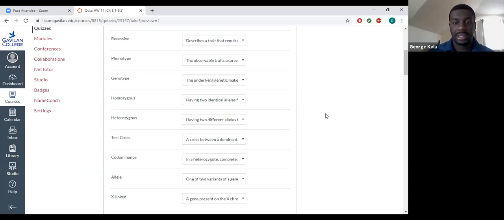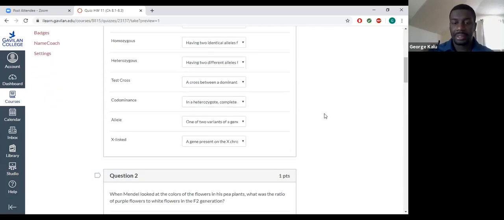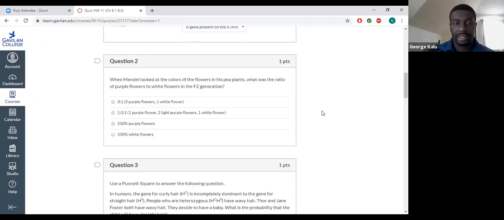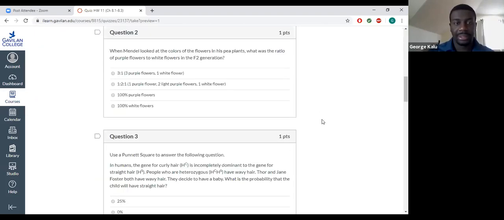Okay. All right, so we'll go ahead and keep going here. So question 2 says, when Mendel looked at the colors of the flowers in his pea plants, what was the ratio of purple flowers to white flowers in the F2 generation? Was it A, 3-to-1? B, 1-to-2-to-1, where you have one purple flower, two light purple flowers, and one white flower? C, 100% purple flowers, or D, 100% white flowers?